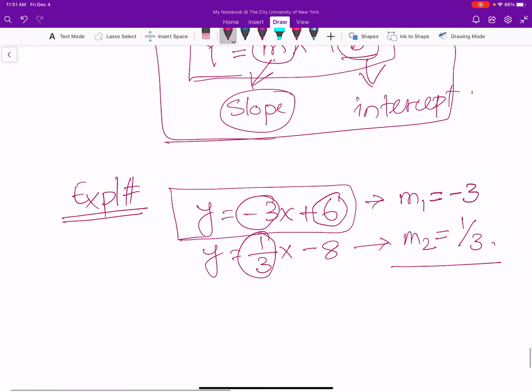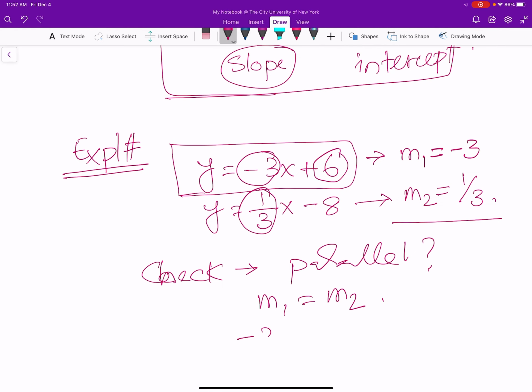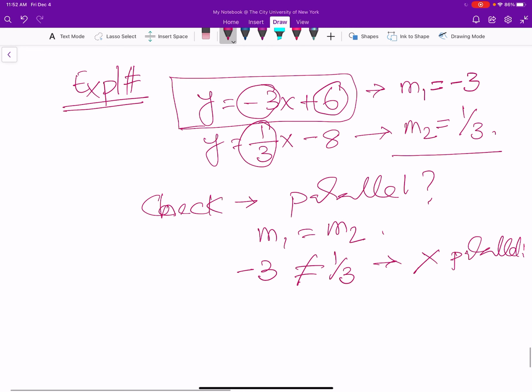So first, ask yourself whether they are parallel. What is the property? For parallel lines, m1 has to be equal to m2. Now you see your m1 is negative 3 and m2 is 1 over 3. So they are not equal. That means they are not parallel.